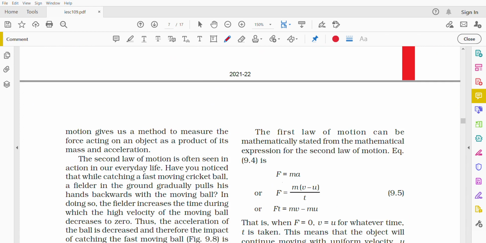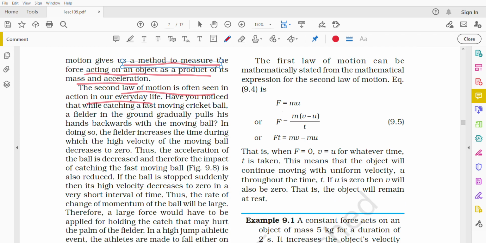The second law of motion gives us a method to measure the force acting on an object as a product of its mass and acceleration. So finally we came to know that it helps us calculate force as the product of mass and acceleration, because F is equal to m into a, isn't it? The second law of motion is often seen in action in our everyday life. Some examples are mentioned here.